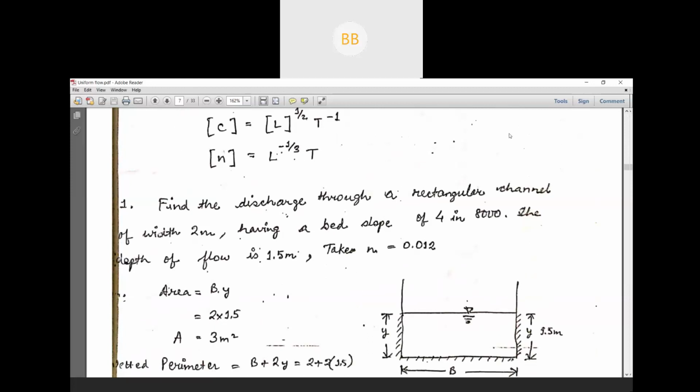So we are going to solve the first numerical related to your open channel. You can write down this question: find the discharge through a rectangular channel of width 2 meter having a bed slope of 4 in 8,000. The depth of flow is 1.5 meter. Take n equal to 0.012. So we need to find out the discharge where the width of the channel is 2 meter and the bed slope is 4 by 8,000.